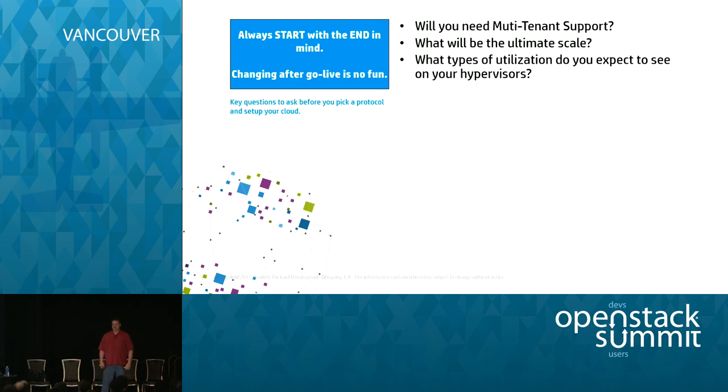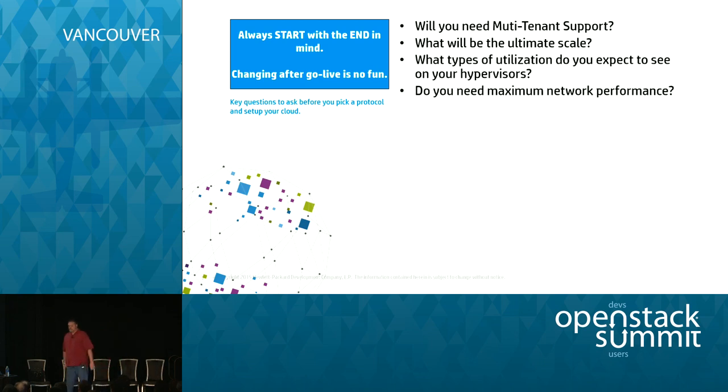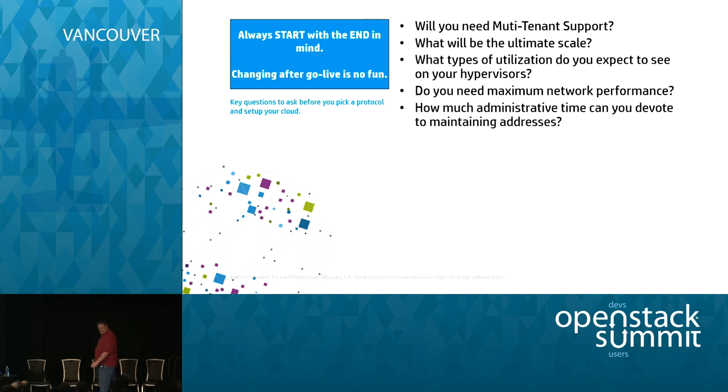What type of utilization do you expect to see on your hypervisors? What the heck's that got to do with it? We're going to find out. It has a lot to do with the protocol. Do you need maximum network performance? Kind of goes hand in hand on the hypervisor topic. Some of these protocols are a lot happier than others with heavy workloads. So it will affect your goal at the end. We'll take a look in depth. We're going to get answers to all these, by the way, so that's the point.